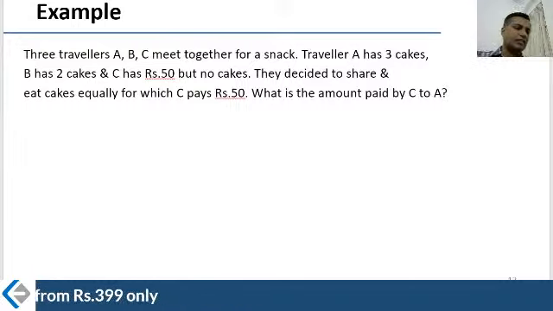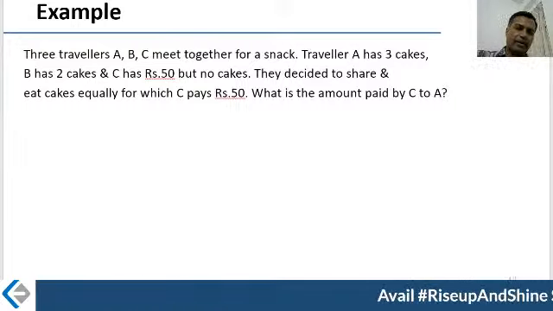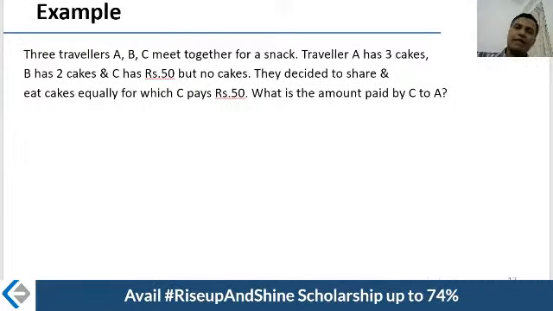Yeah, let's understand the scenario out here. So what happened? Three travelers, A, B, and C, met. They are hungry and they want to eat.